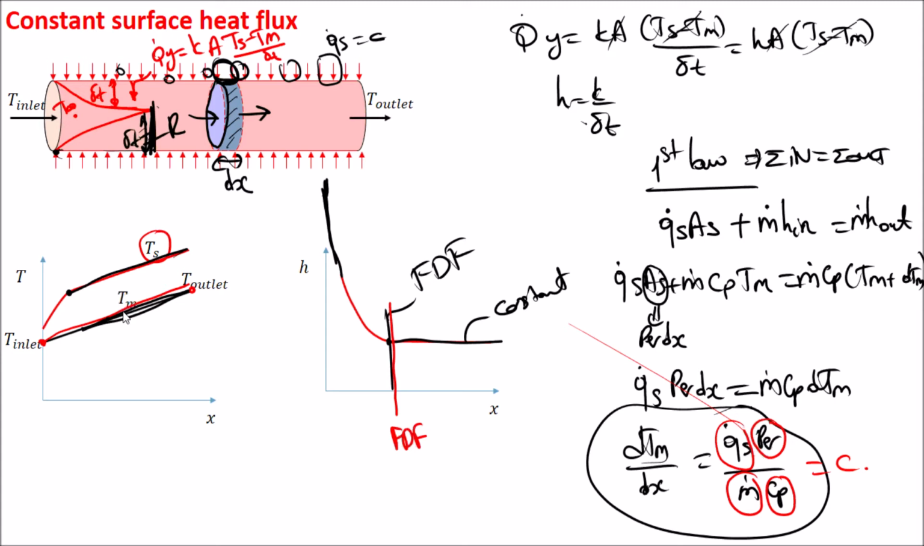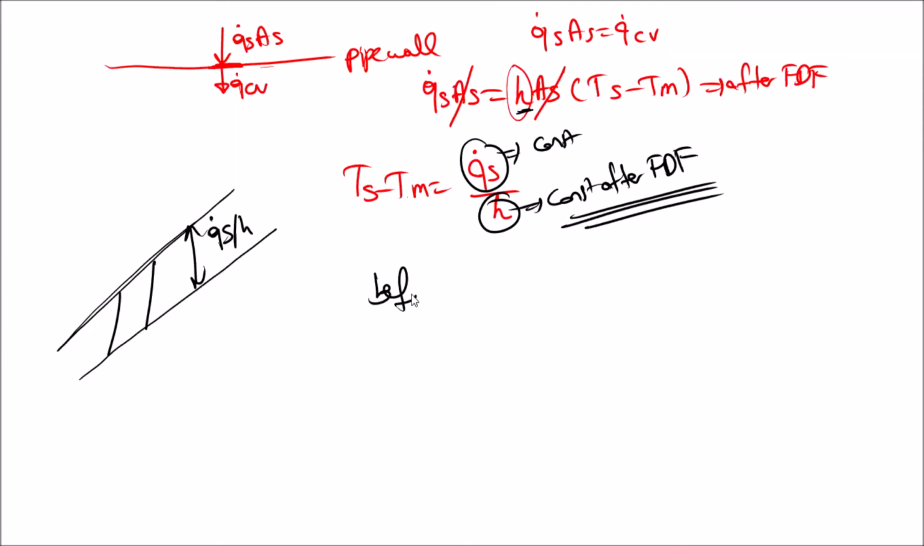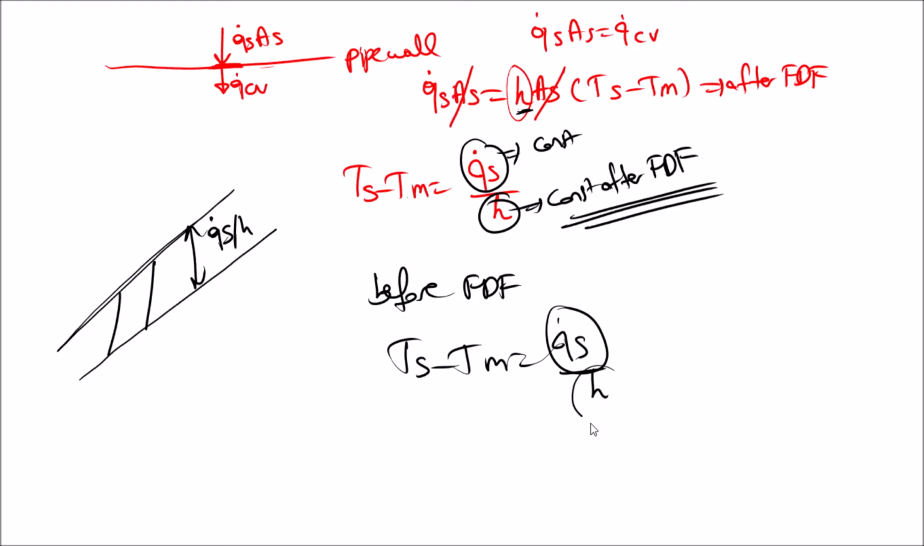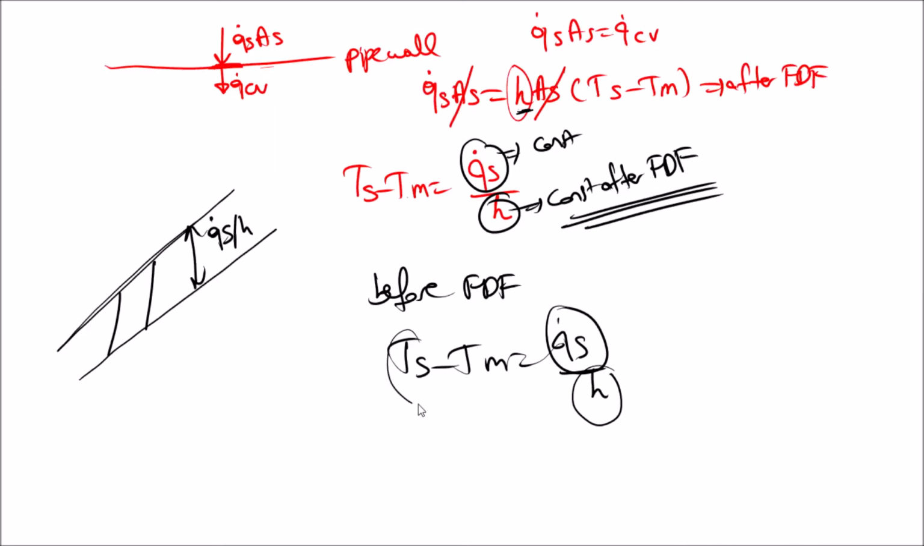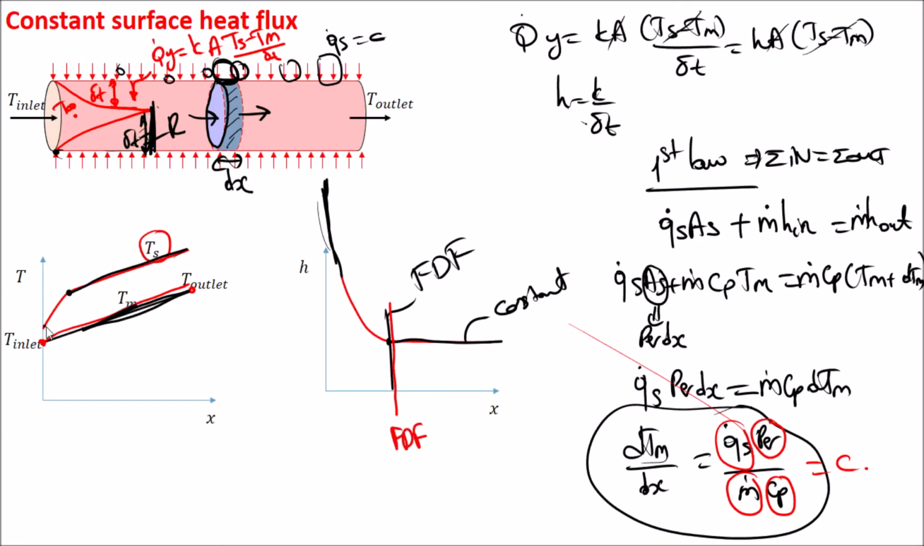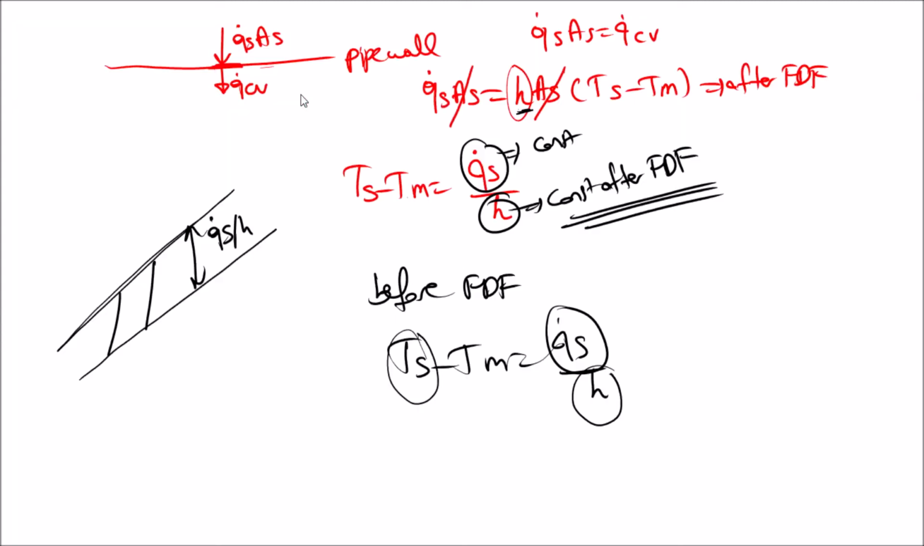Okay, and if you go back to before FDF now, TS minus TM, again it is q dot S by h. This one is constant again before FDF, but h has a very high value. Since h has a high value before FDF, it means that TS and TM should be very, very close; the difference between them should be very small. If you go back to here, the difference is very small, and then you have the growth which is exponential or some other function, not linear, and you get TS again. This is for the constant surface heat flux.